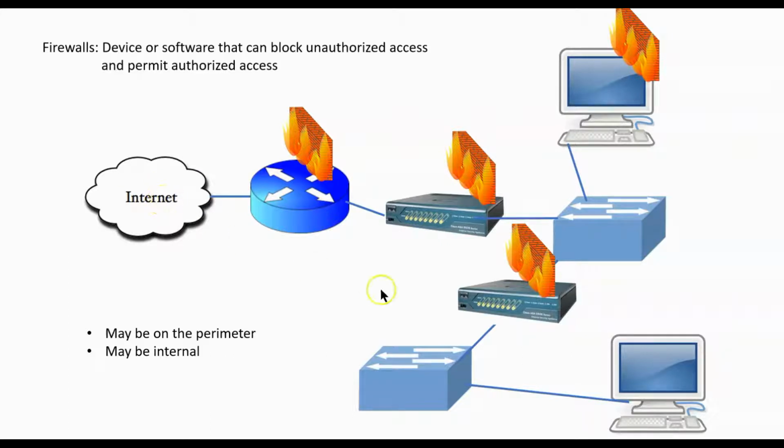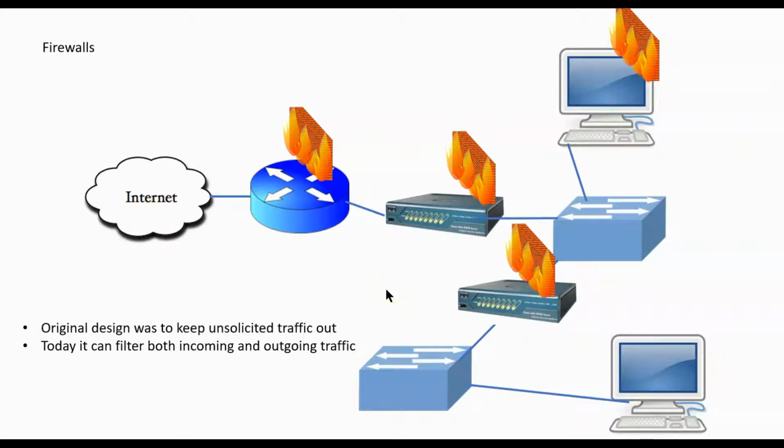Now, the original design of the firewall was to keep out unsolicited traffic. In other words, if I'm connected to the internet, I only want solicited traffic. That is to say, if I request a web page, I want that web page to be allowed onto my network. But if I haven't requested anything, I don't want hackers to be able to get into my network. So that was the original design of these firewalls.